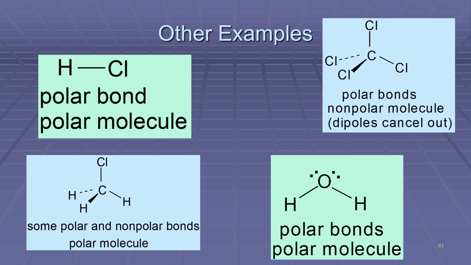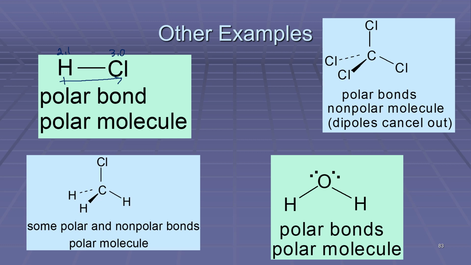So again, chlorine is a 3.0 and hydrogen is a 2.1, so the difference is 0.9. So we know this is a polar bond. We can actually draw it in that direction. So this is a polar molecule because it's just one bond, and so it has to be polar.